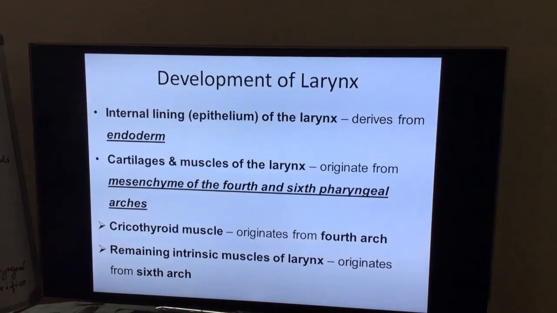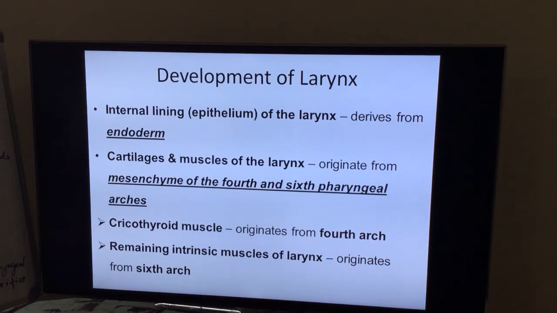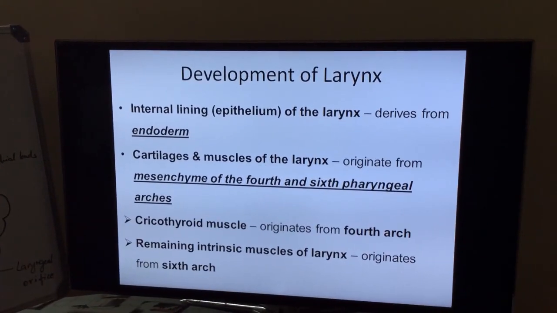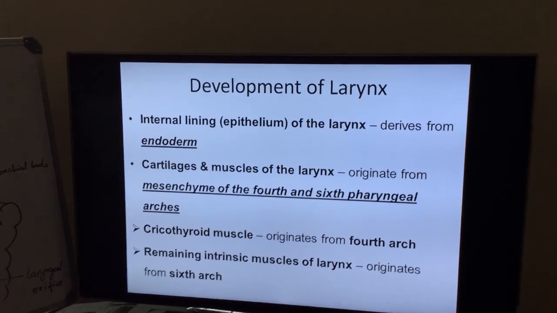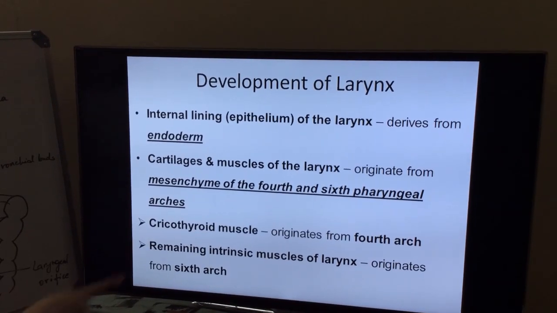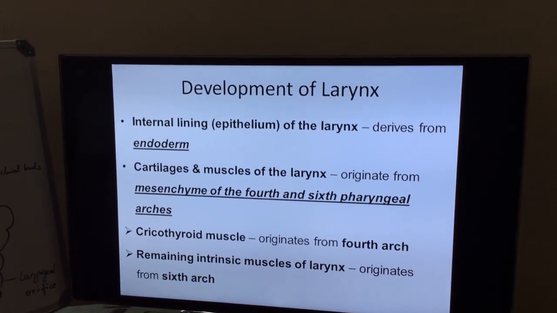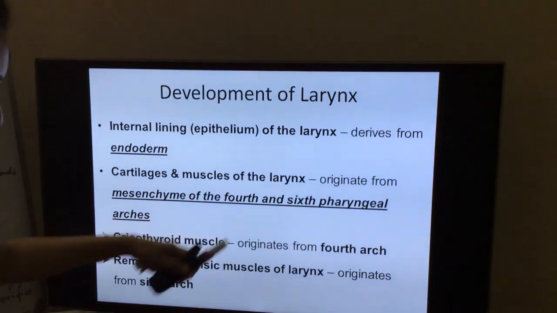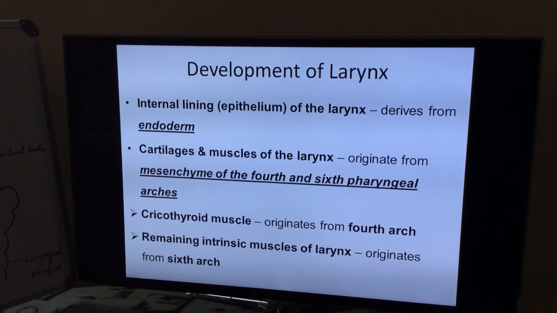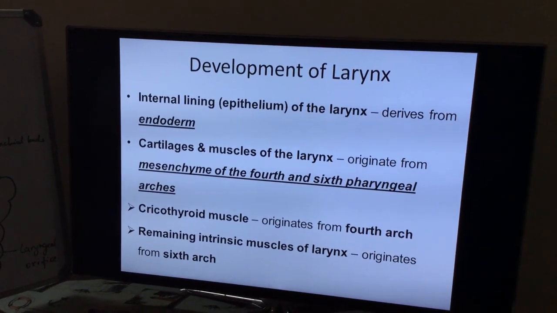So when you see the development of the muscles of the larynx, the fourth arch mainly originates from the fourth arch. Here there will be development of a muscle called cricothyroid muscle. There are many muscles in the larynx. So one of the muscles is cricothyroid. They originate from the fourth arch, and the remaining muscles from the sixth arch. So since the origin of the muscles is different, cricothyroid is fourth and the remaining is from the sixth arch, even the nerve supply differs.